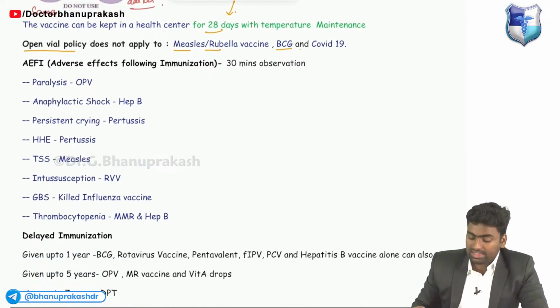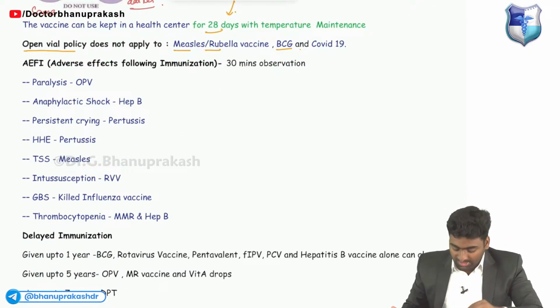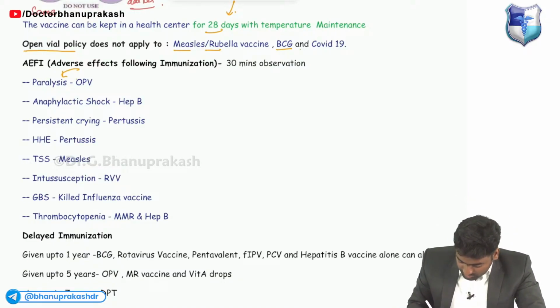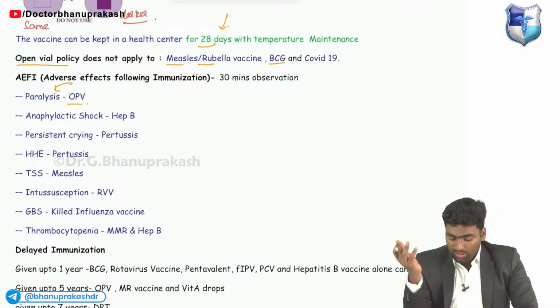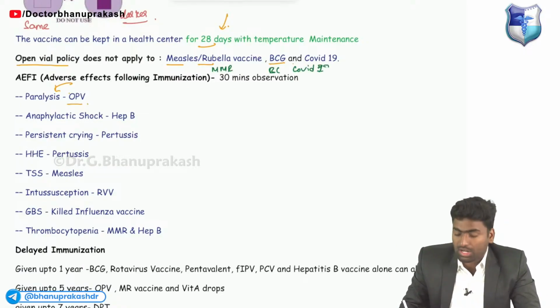Fine. And there are a few side effects following the administration of vaccinations. The side effects include paralysis in the case of OPV. The vials which don't follow the open vial policy include MMR previously, BCG and COVID-19. Previously there was a variant of J, but now it has been replaced.